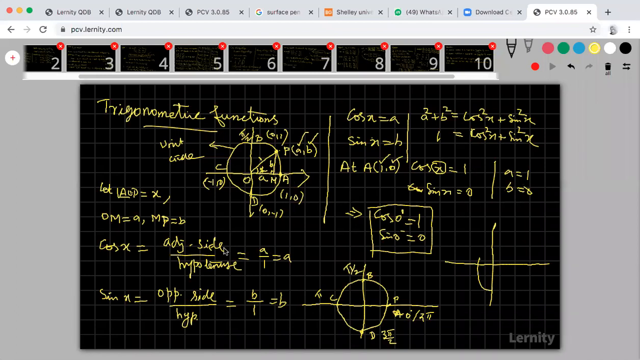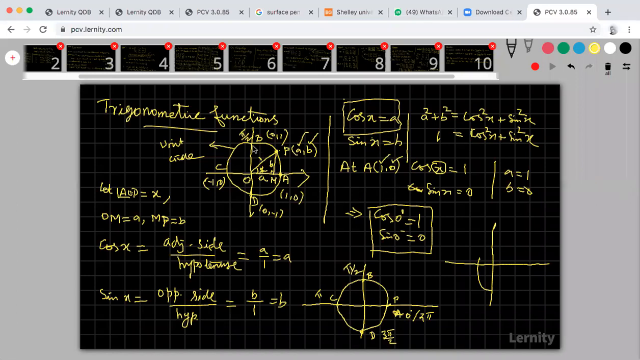What is actually cos x? Look at that, my cos x is A. What is my A at point A, capital A? So my small a is 1. So therefore, this is 1 and x is 0 degree. So therefore, cos 0 is equal to 1, sin 0 is equal to 0. Based on this, b is equal to 0, x is equal to 0 degree.